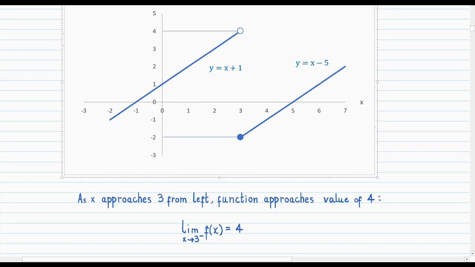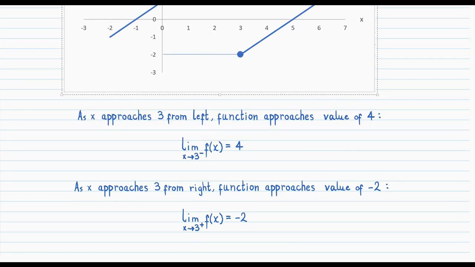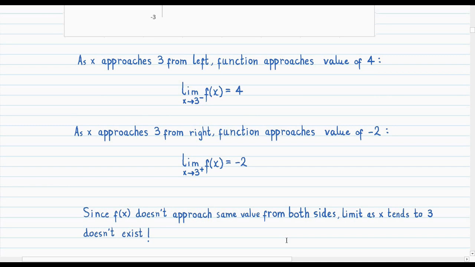The fact that this occurs from the negative direction is indicated with this negative subscript at the top of the 3. And if we look at it from the positive direction, we can see that the graph now approaches a value of negative 2 as x approaches a value of 3 from the right side. What this shows is that the function approaches a different value when x tends to 3 from the different directions. Therefore, the limit as x tends to 3 doesn't exist.